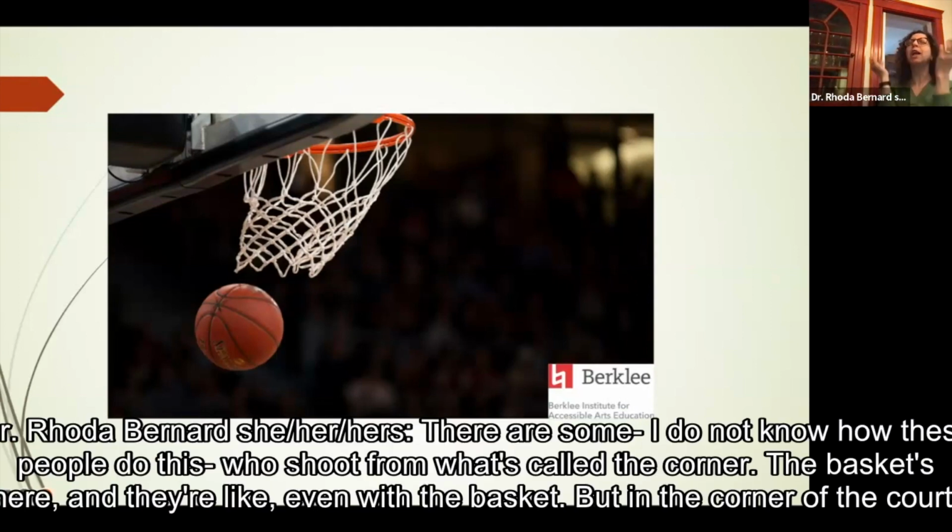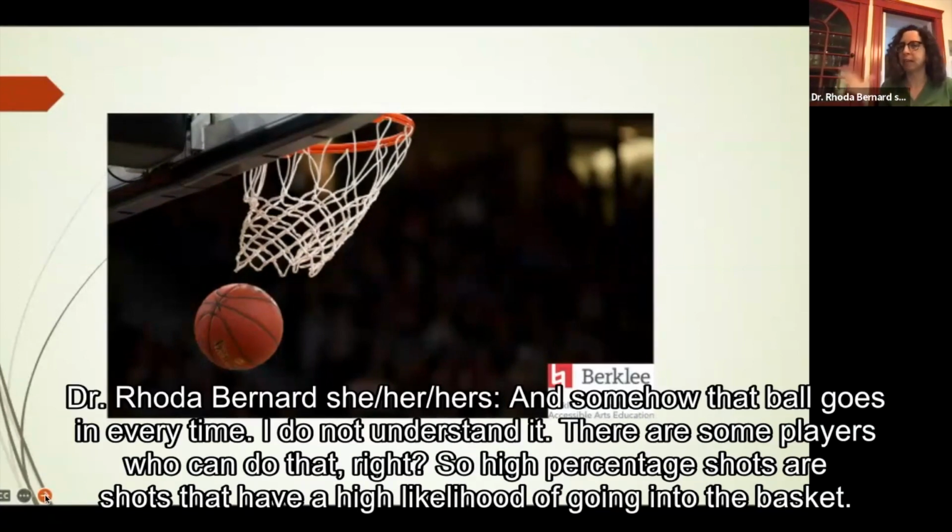There are some, I do not know how these people do this, who shoot from what's called the corner. The basket's here, and they're like even with the basket, but in the corner of the court, and somehow that ball goes in every time. I do not understand it. There are some players who can do that, right? So high percentage shots are shots that have a high likelihood of going into the basket.